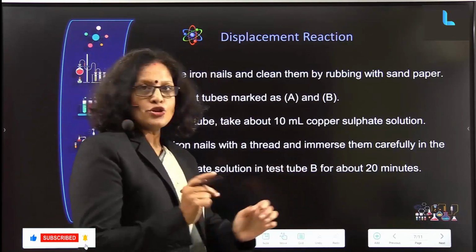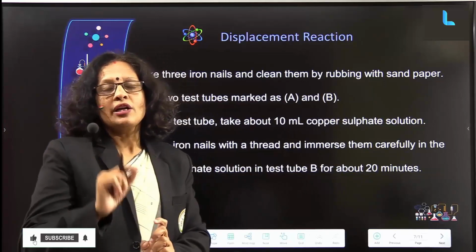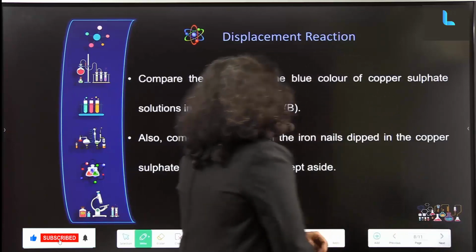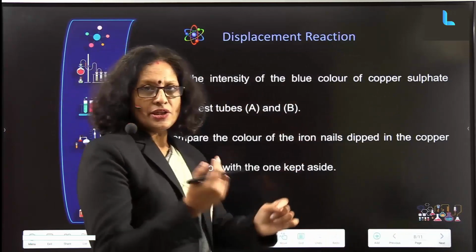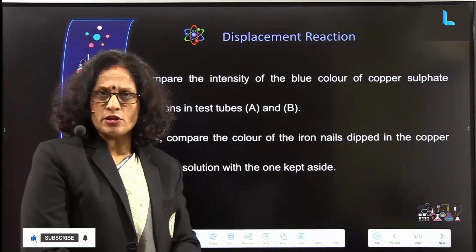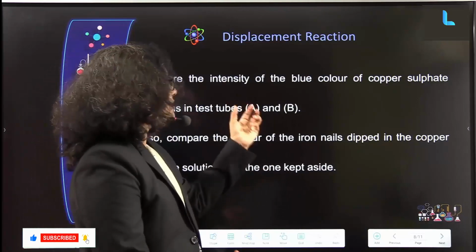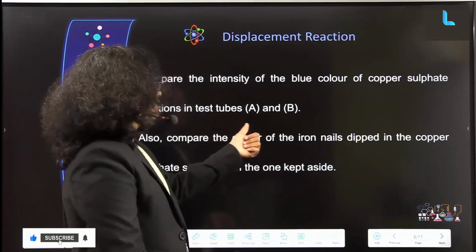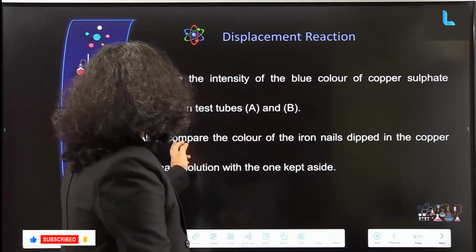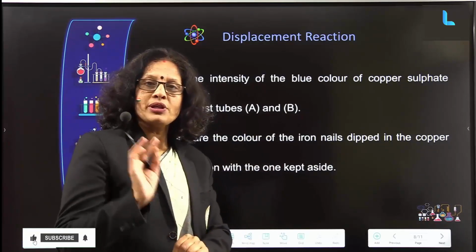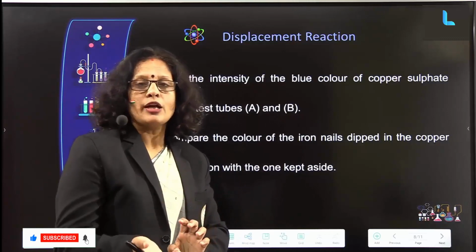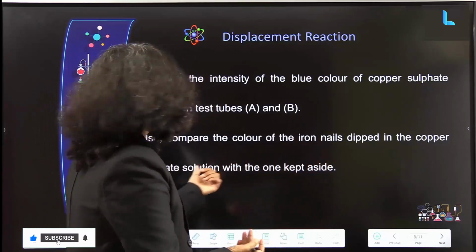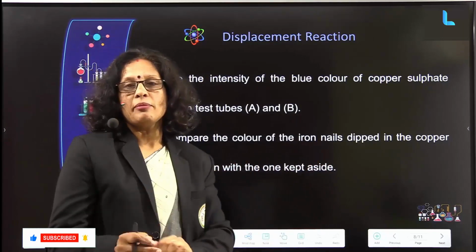Now in test tube B, you are keeping the iron nails for 20 minutes. You are observing it. What is happening? Compare the intensity of the blue color. Copper sulfate solution is blue in color, so the intensity of the blue color will start fading. Compare the copper sulfate solution in test tubes A and B. We also have to compare the iron nail color. The iron nail color will also change. So compare the color of the iron nail dipped in copper sulfate solution with the one kept aside.